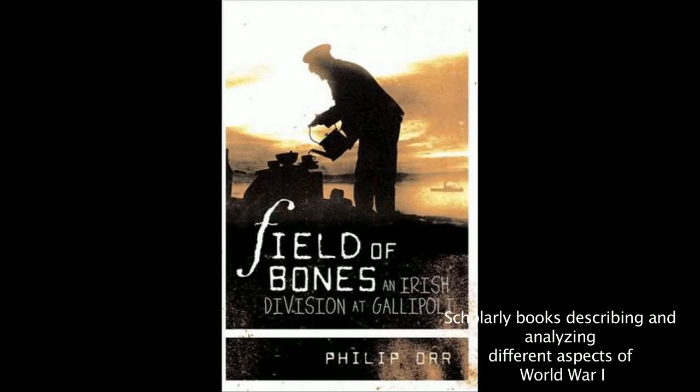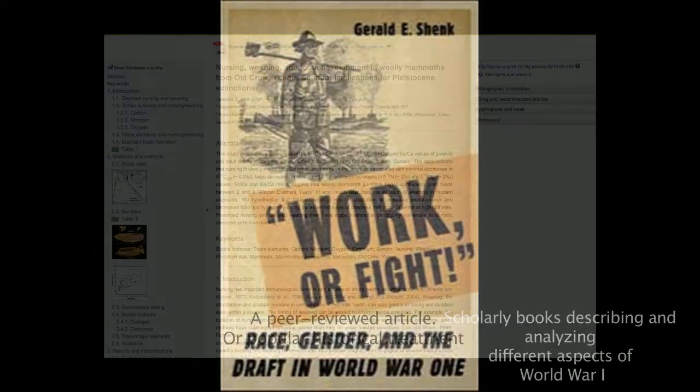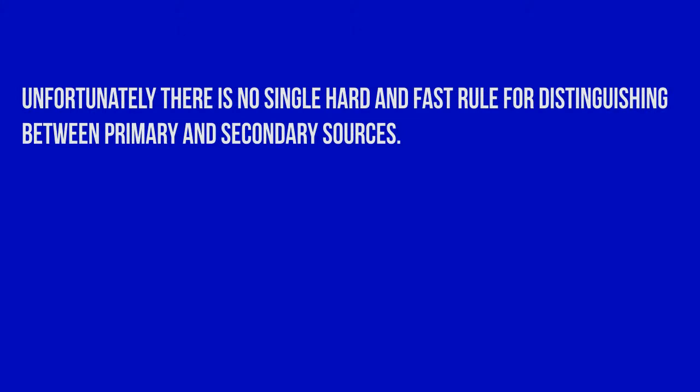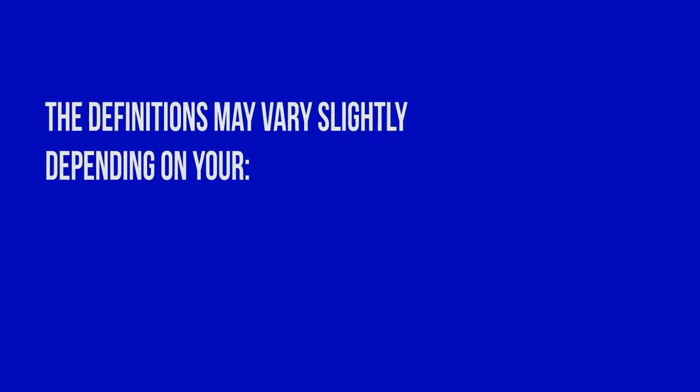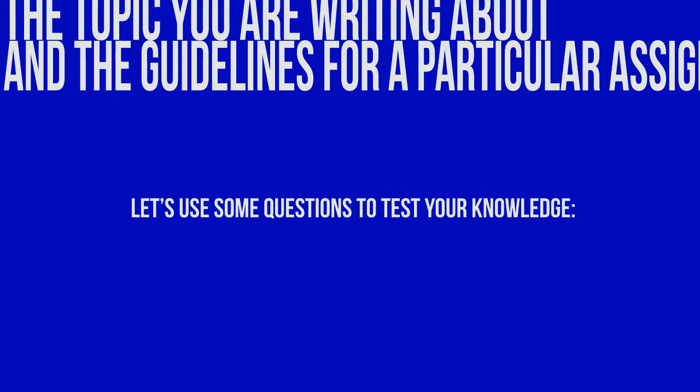Some examples of secondary sources for World War I could include scholarly books describing and analyzing different aspects of World War I, a peer-reviewed article, or popular historical treatment. Unfortunately, there is no single hard and fast rule for distinguishing between primary and secondary sources. The definitions may vary slightly depending on your discipline, the topic you are writing about, and the guidelines for a particular assignment. Let's use some questions to test your knowledge.